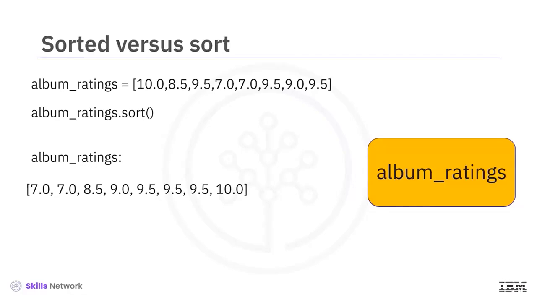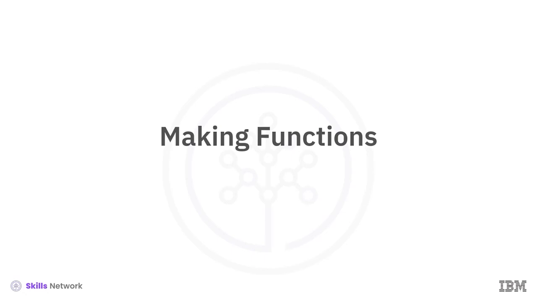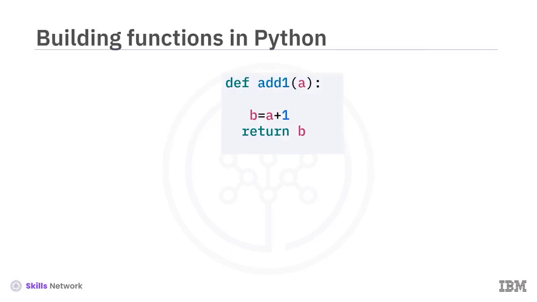Now that we've gone over how to use functions in Python, let's see how to build our own functions. We will now get you started on building your own functions in Python. This is an example of a function in Python that returns its input value +1. To define a function, we start with the keyword def. The name of the function should be descriptive of what it does. We have the function formal parameter a in parentheses, followed by a colon.